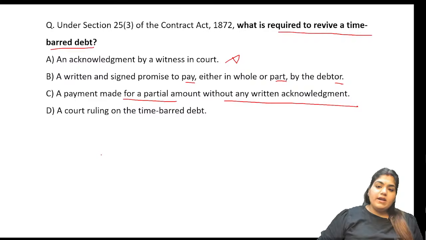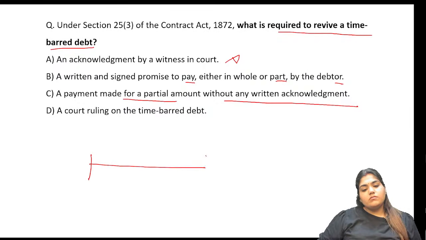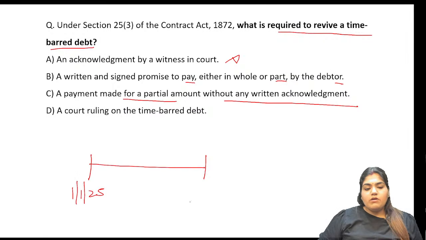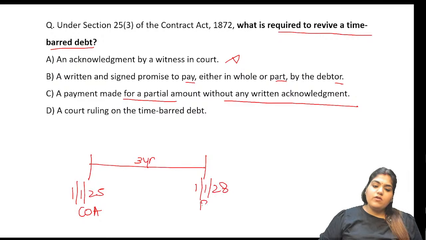See, time barred debt. You had a right to file a case, you had a cause of action arising on 1/1/2025. The period of limitation was 3 years. Until 1/1/2028 you can file a case. Period of limitation ends. Time barred debt means now if you want to file a case after this time, you cannot. You cannot.